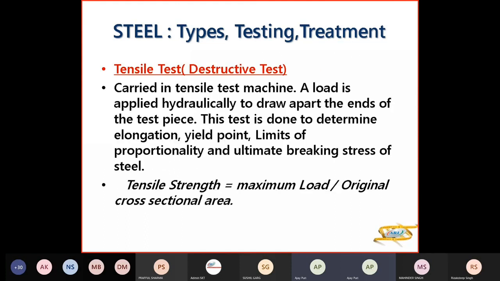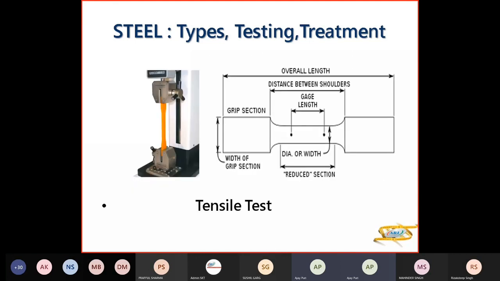So first we will do the tensile test. So in tensile test, sample piece is kept here. Can be vertical, it can be horizontal. So this is the length overall here. This is the area where it is grip. The gripping is taking place in the vise. So this is the width of grip section.